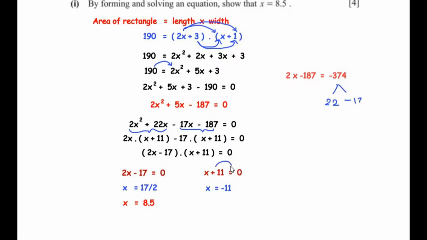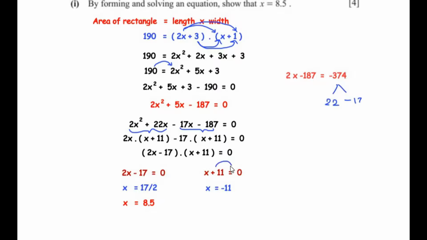Now x represents the sides or the dimension of the rectangle. So it cannot be a negative number. So we are going to discard this value and focus on 17 over 2. So 17 over 2 will give us a decimal value as 8.5. So here we have shown that the value of x is equal to 8.5. Let us move on to the next sub question.